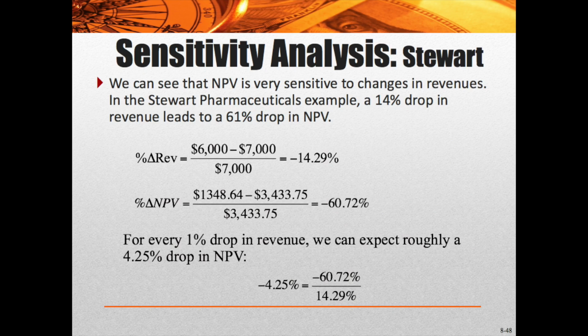Another way you can look at that is for every 1% drop in revenue, we can roughly expect a 4.25% drop in NPV. And how did we calculate that? Well, we just used the numbers we just calculated. The negative 60% fall divided by the 14.29% change in revenue. The change over the change is for every one of the bottom units being the revenue. For every one of the bottom units, we get 4.25 of the top units. The top units are percent and negative. So for every 1% fall in revenue, we get a negative 4.25% fall in net present value.